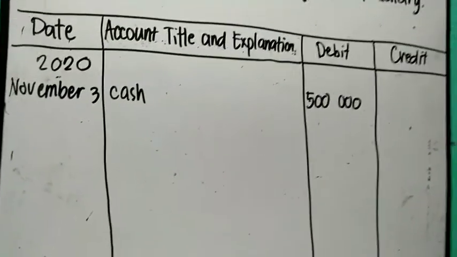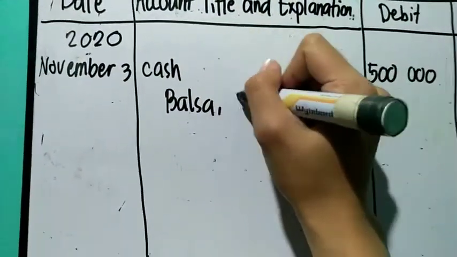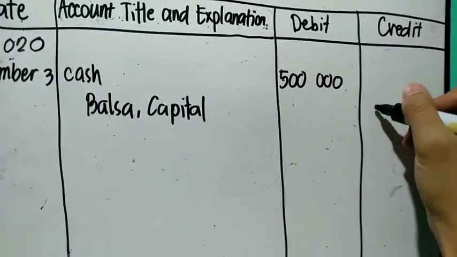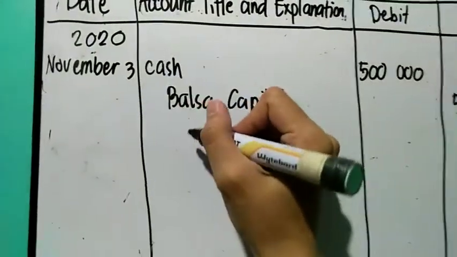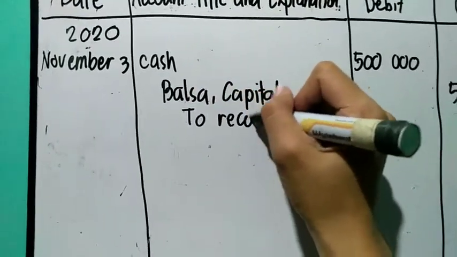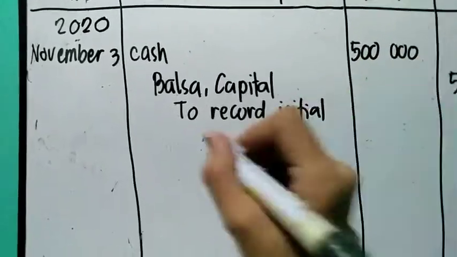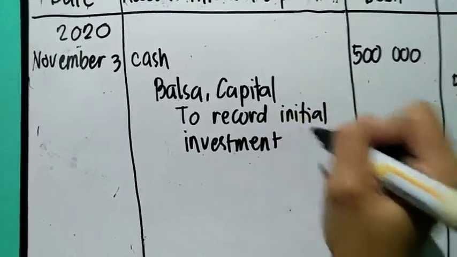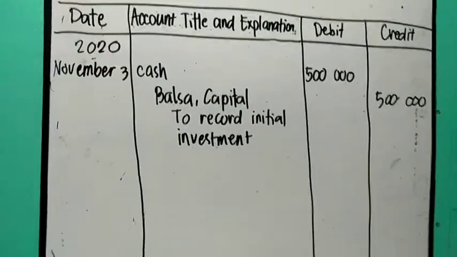And what's for the credit? Our credit was Balsa Capital, which is also the same amount, 500,000. Now for your short explanation, to record initial investment. Or simply initial investment.